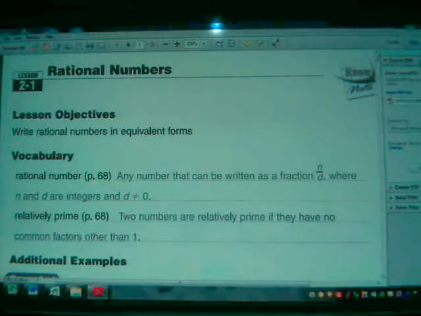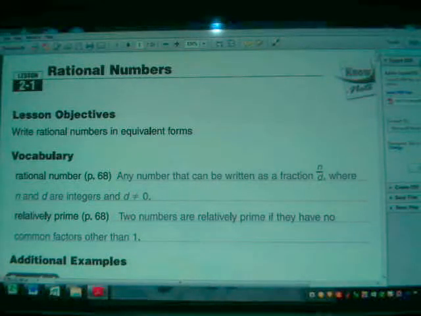A rational number is any number that can be written as a fraction n over d, where n and d are integers and d is not equal to 0. Any number that can be written as a fraction, n over d, where n and d are integers and d is not equal to 0.